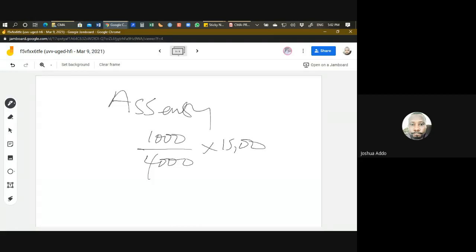So you can check 1,000 divided by 4,000 will give us 1/4. 1/4 is 0.25, right? I prefer this. You prefer this? So choose what you prefer. 0.25 times 15,000 should give you the same figure calculated as 3.75 times 1,000.